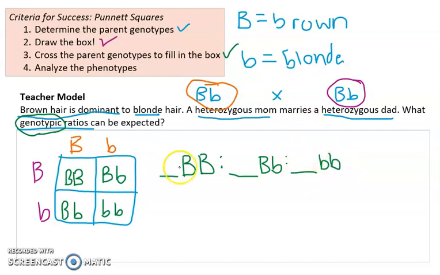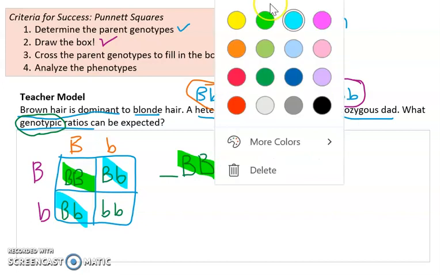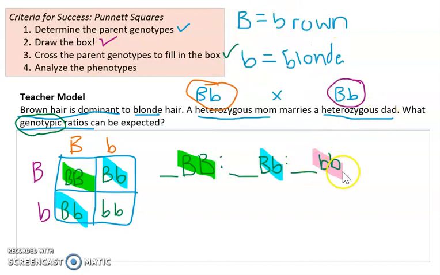So if you notice, I have my big B right there. I have my big B, little b right here. And last but not least, I have my little b right here. So I wrote out all of the genotypes that happened because of my cross. And now all that I have left to do is fill out how many boxes of each there are. So I see 1 box of big B. I see 2 boxes of big B, little b. And I see 1 box of little b. And that is my genotypic ratio.